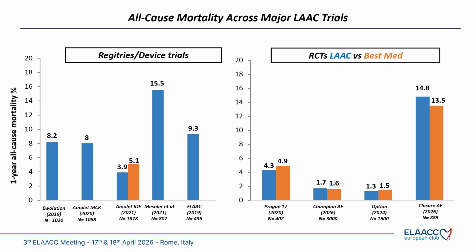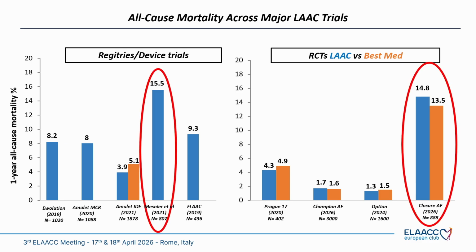Because we have discussed a lot about mortality, and we said CLOSURE-AF has high mortality. Okay, but if you look at some other registries, like the EWOLUTION or the Amulet Multicenter Registry, and look at the 1-year mortality, it's actually not low. We have talked about CHAMPION, we have talked about OPTION, very low-risk populations, but if you look at some other registries, we have quite high mortality.